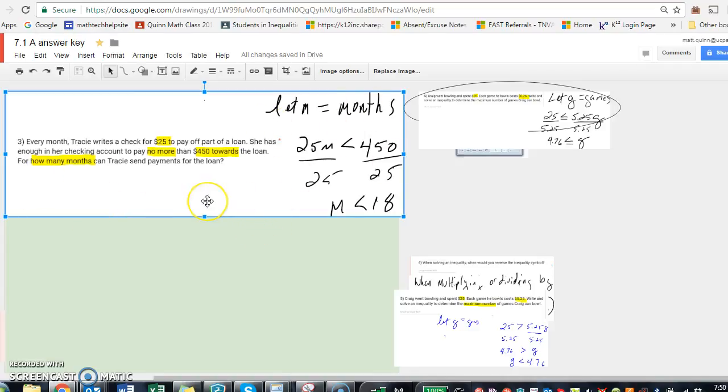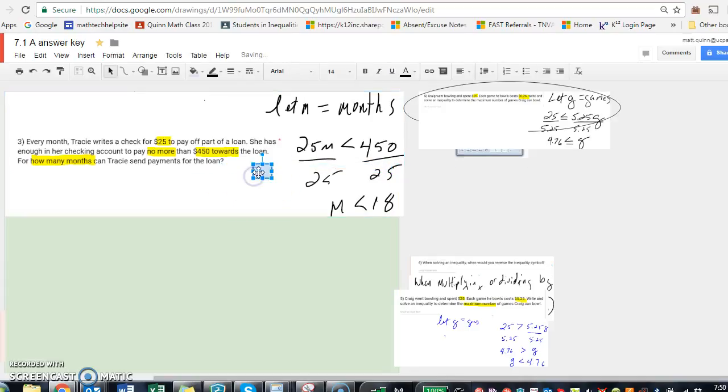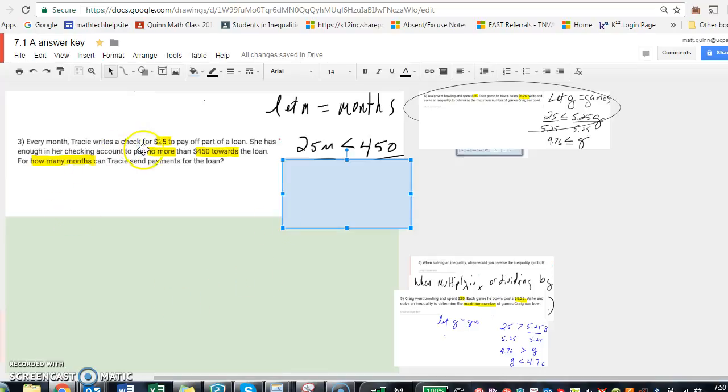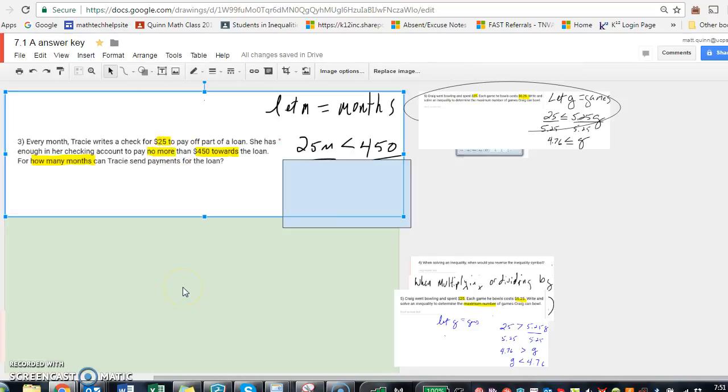My first line here, I'm going to use this little tool to block off. The first move was just to write the equation in which Tracy is spending $25 a month, hence this coefficient 25 times n is less than $450. And the reason why we use this inequality is because of the language they use. It says no more, so we'll see how that works itself out.